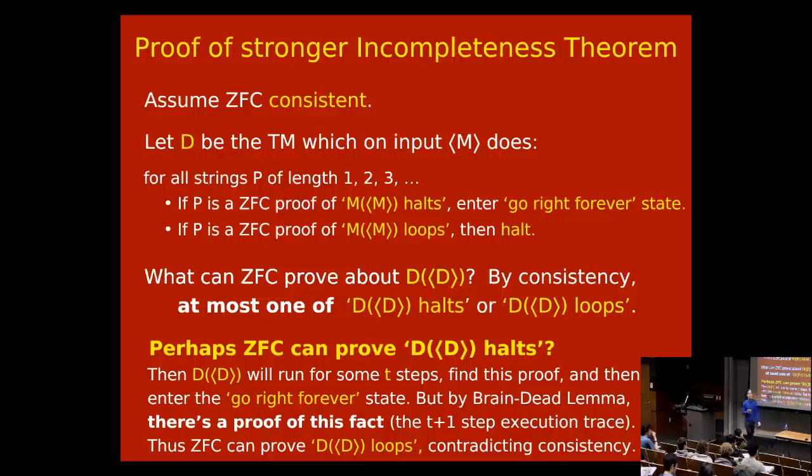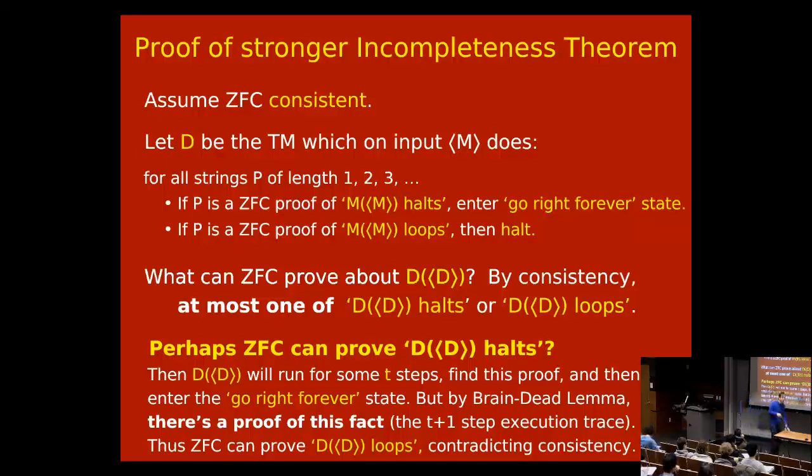So it's not the case that D of D halts. It actually loops, but it kind of loops for a trivial reason. It runs for a finite amount of time, t steps, and then gets into this go right forever state, which is like an obvious infinite loop. So I'm using the brain dead lemma here in a slightly more subtle way.